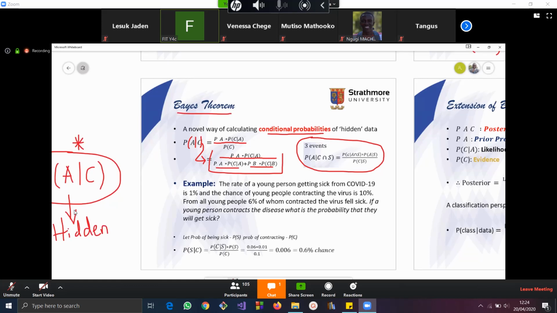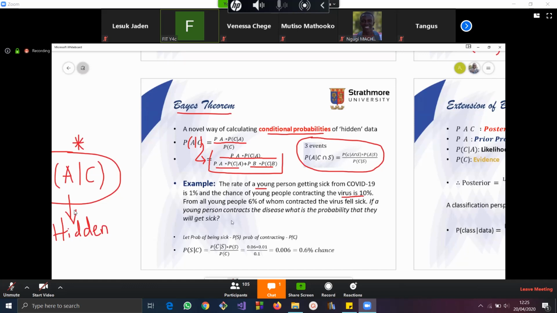So example, the rate of young persons getting sick from COVID-19 is only 1%. The young people, it depends how we define young. And the chance of young people contracting the virus is 10%. From all young people, 6% of whom contract the virus, they actually fall sick. This is past data, maybe. If a young person contracts the disease, what is the probability they will get sick?